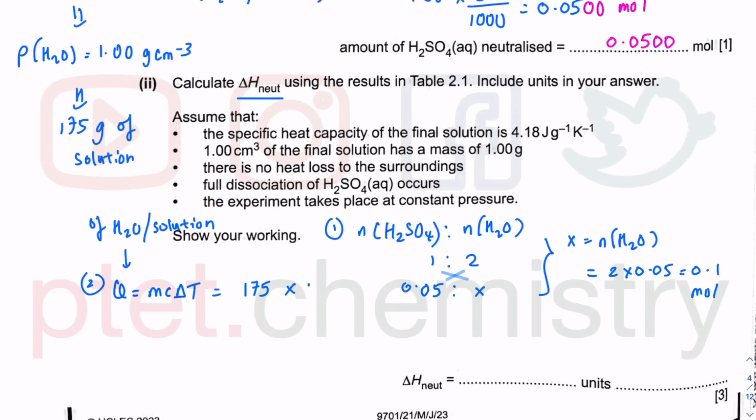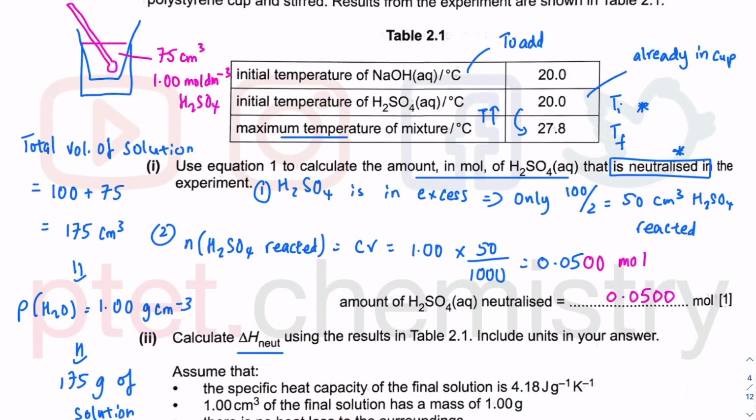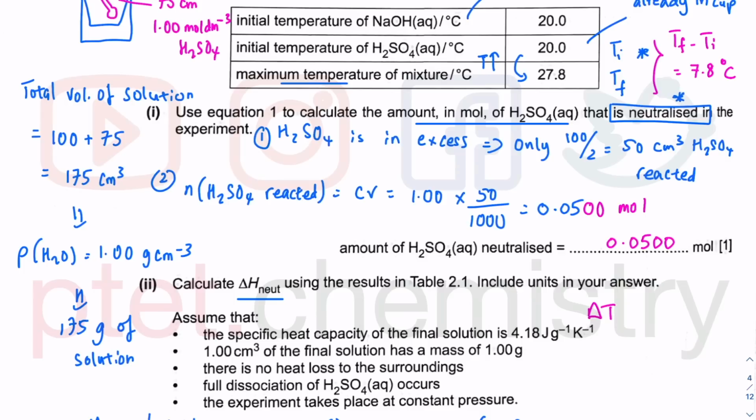Multiply that by 4.18, and then we multiply that by the change in temperature. We look at Ti and Tf. If you follow this, final temperature minus initial temperature, you get 7.8 degrees Celsius. We also know that the change in temperature is relative because it's something minus something. So the change in temperature in degrees Celsius is the same as the change in temperature in Kelvin.